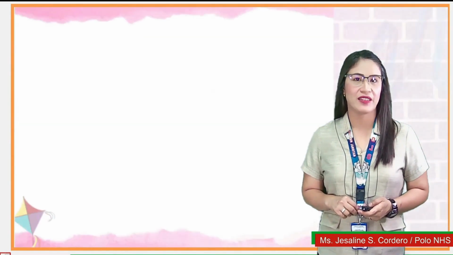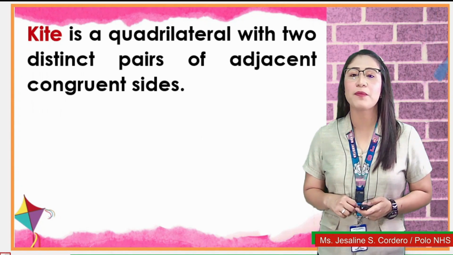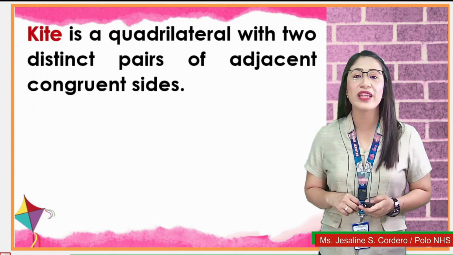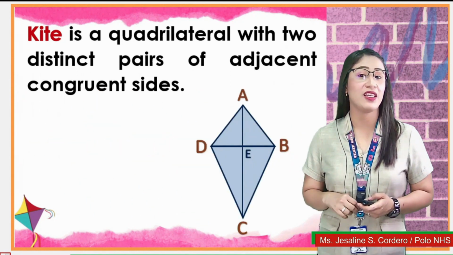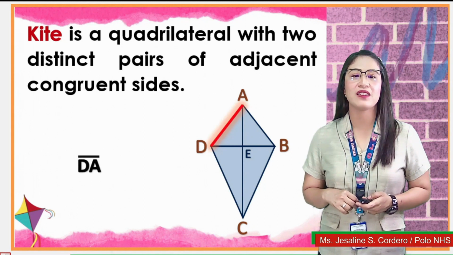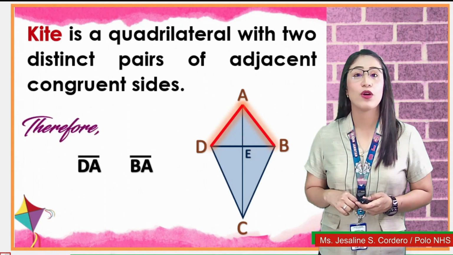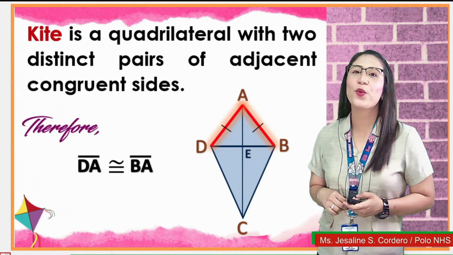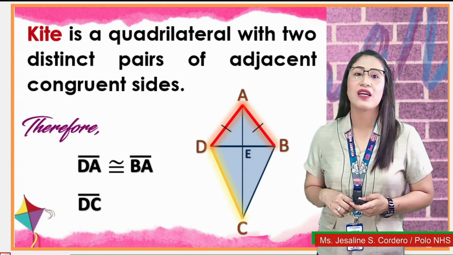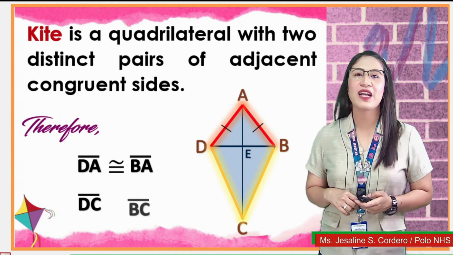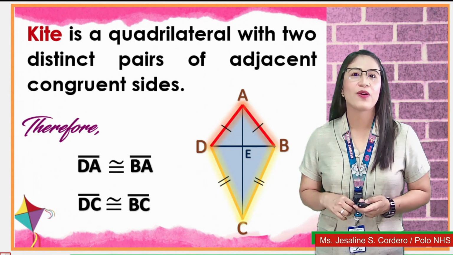What is kite? Kite is a quadrilateral with two distinct pairs of adjacent and congruent sides. Let's say we have kite ABCD. One pair of adjacent sides is segment DA and segment BA. Therefore, they are congruent. Another pair of adjacent sides is segment DC and segment BC. Therefore, they are congruent.